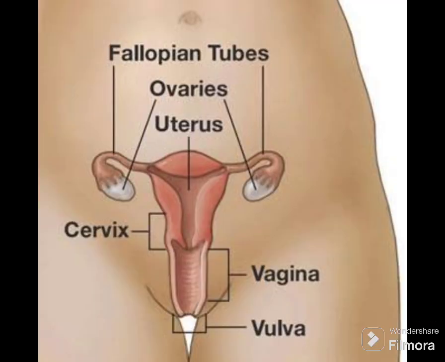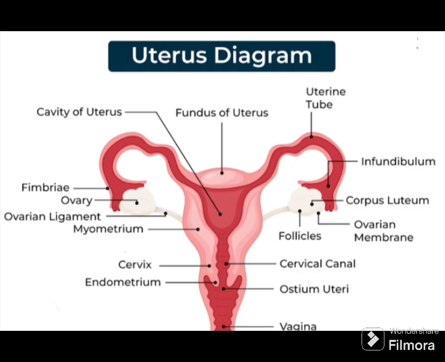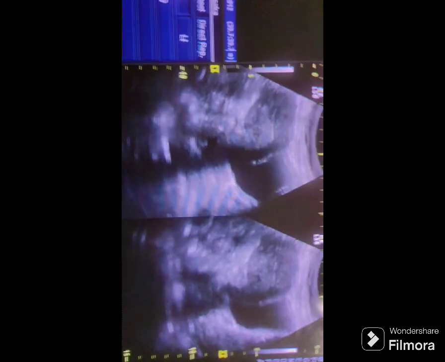This is the anatomy of the uterine parts: uterus, fallopian tube, ovary, vagina, vulva and cervix. This is another picture of the uterus, ovary, ovarian ligament, myometrium, cervix, endometrium. Whenever you perform the USG of the uterus, always remember the uterine measurement first of all: its length, width and thickness.